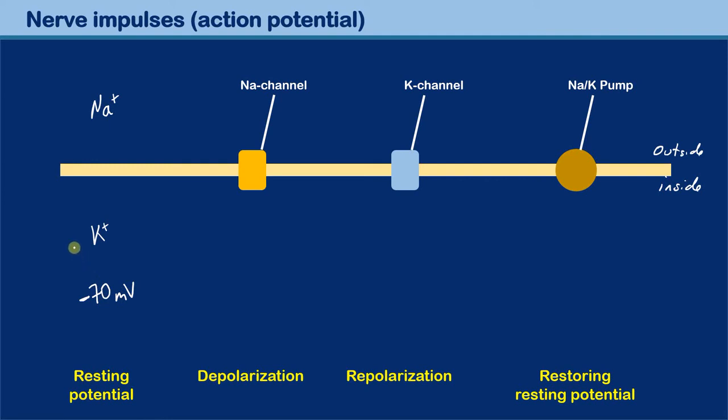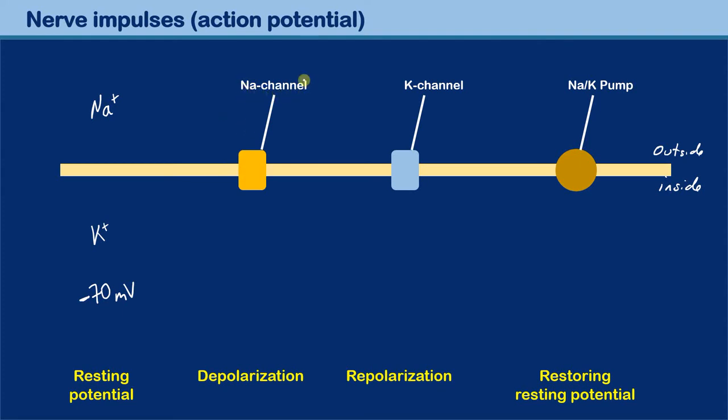And now we want to pass on a nerve signal. So the cell is waiting here. It's not firing. There's no action potential going on yet, because it's waiting to pass on a nerve signal, and it's waiting until it's told to pass on a nerve signal.